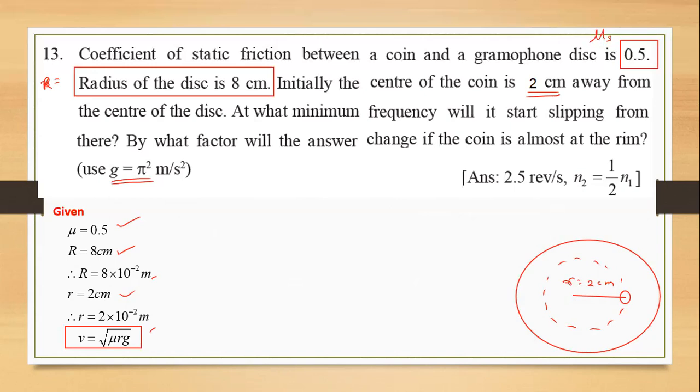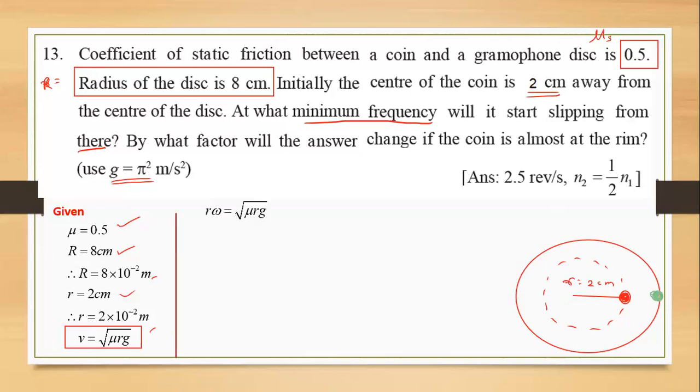Now what do we have to find out here? You can see here, at what minimum frequency will it start slipping from there? So when the coin is rotating, we have to find the frequency at which this coin starts slipping. And one more thing, by what factor will the answer change if the coin is almost at the rim? The same coin we can place at the rim. If it is placed at the rim, then by what factor does the answer change? That also we have to find out.